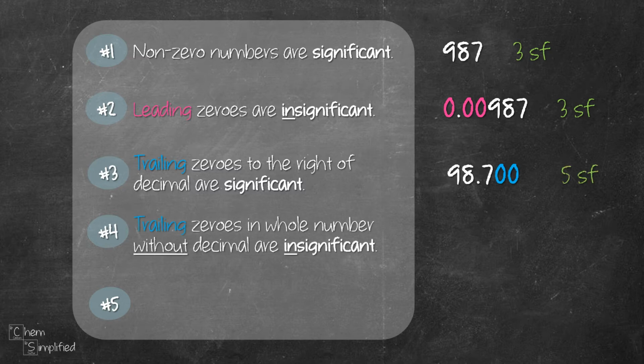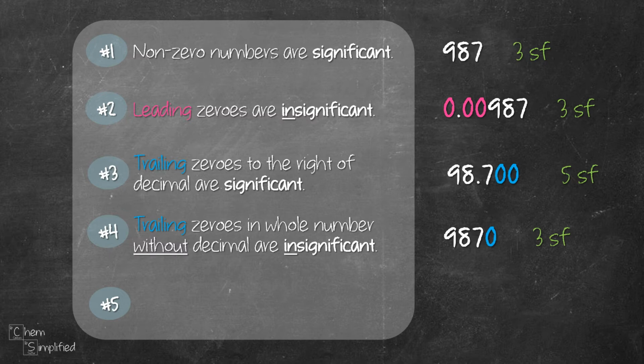The fourth rule, trailing zeros in a whole number without a decimal are not significant. In 9870 without a decimal point, that 0 is not significant. Therefore, 9870 has only 3 sig-fig.